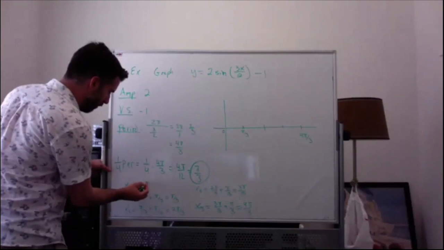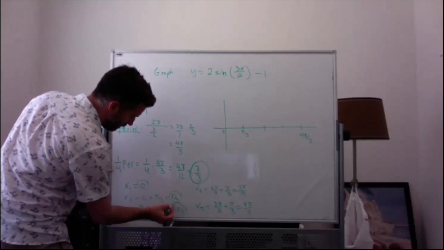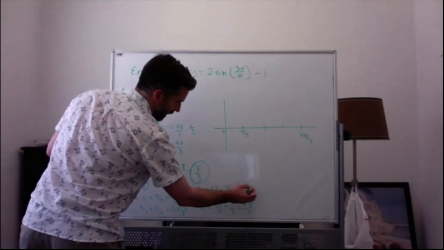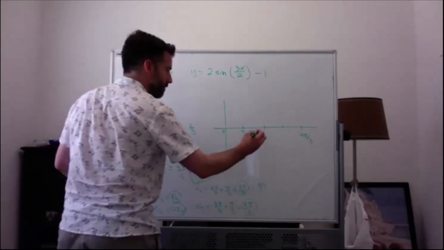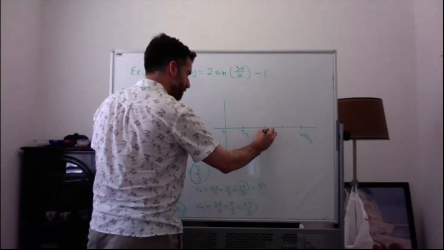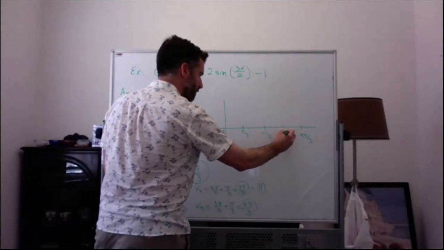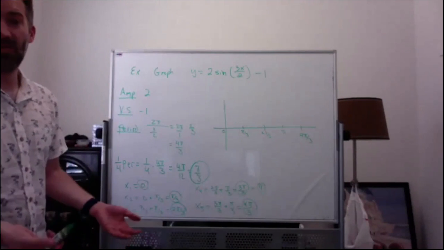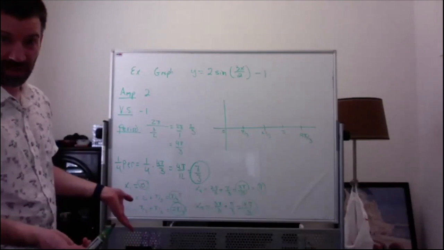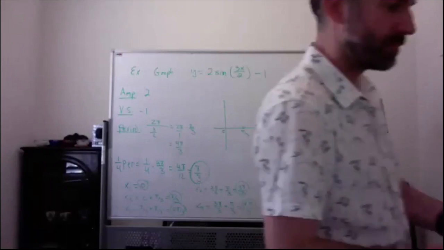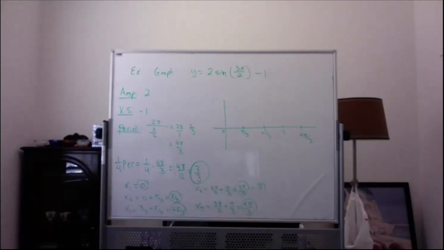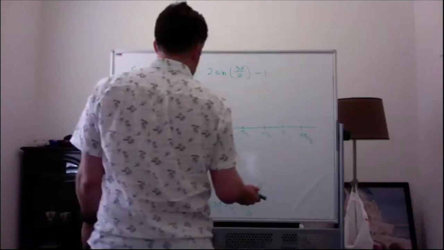And so there are my important points: 0, pi over 3, 2 pi over 3, 3 pi over 3, which is pi, and 4 pi over 3. If you have a different way of finding them, that is also fine. This is just the way I have found to be the easiest. So then we do the usual graph.